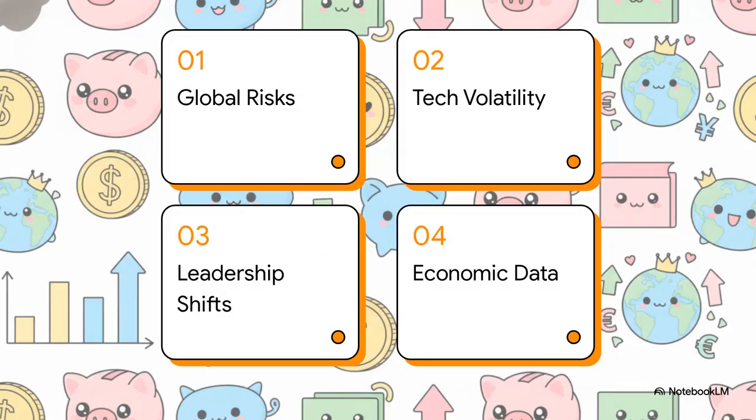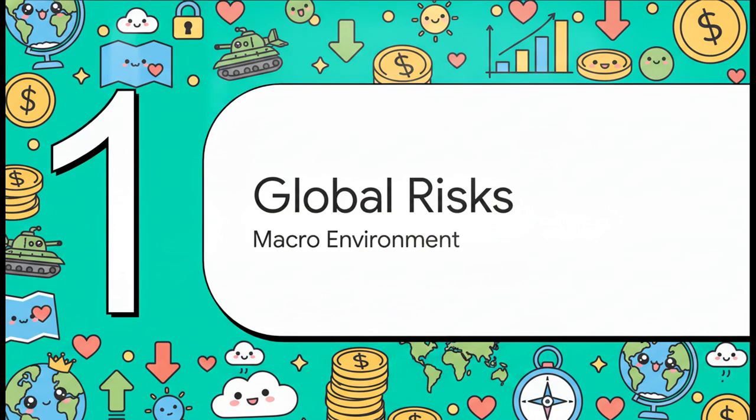Okay, so here is our roadmap for today. Number 1, global geopolitical portfolio risks. 2, tech sector volatility explored. 3, leadership shifts impact confidence. And 4, upcoming rates and economic data. Starting with Part 1, Global Geopolitical Portfolio Risks, Assessing the Macro Environment.